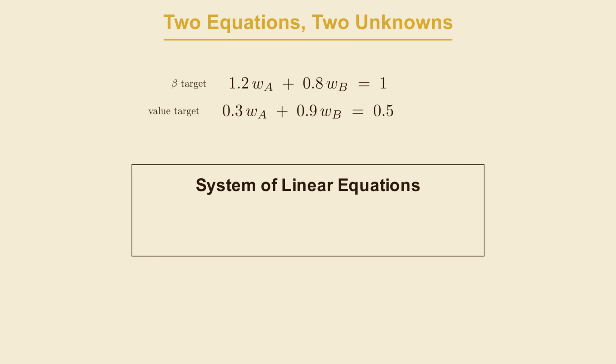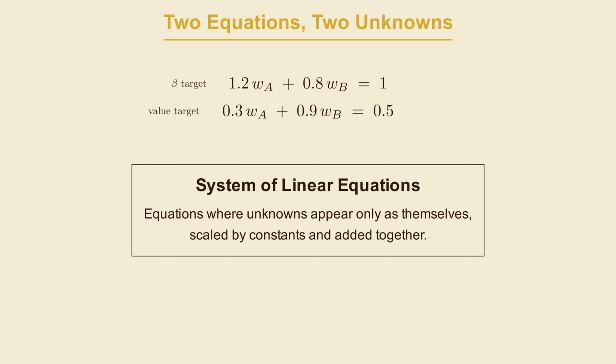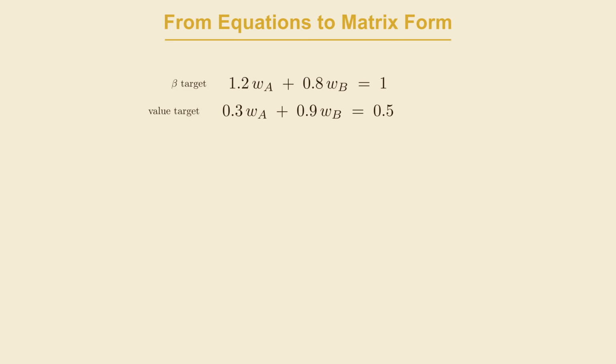A system of linear equations is a collection of equations where the unknowns appear only as themselves, multiplied by constants and added together. No squares of unknowns, no products of one unknown with another, no exponentials. Just the unknowns themselves, each scaled by some coefficient. So why is matrix algebra useful for analyzing tools like this?